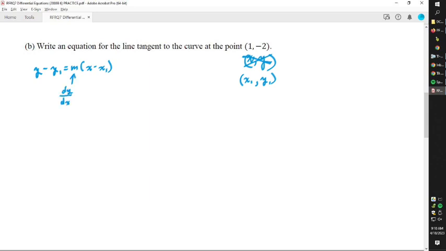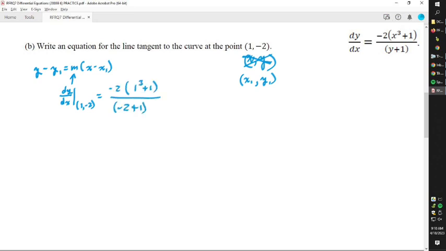Now the calculus concept is that dy dx is the slope. So we have to find dy dx, and we're going to find the dy dx at (1, -2). To do that, we plug in the 1 and the -2 into the dy dx that they gave us earlier. So I'm going to plug it in and then do some simplifying.